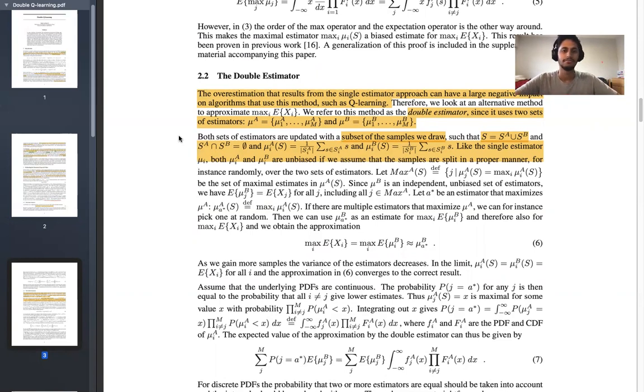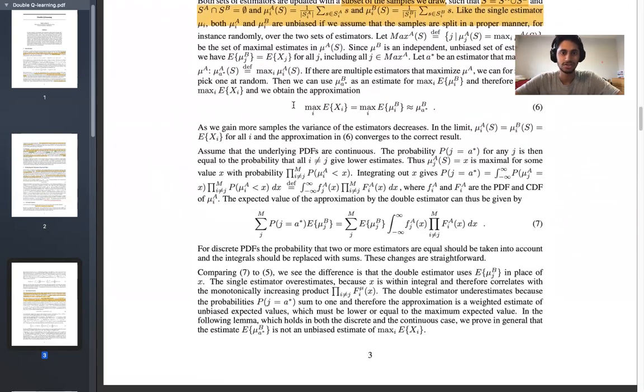And since they're unbiased, right? We know that the mu of A, or the expectation of a set, is an unbiased estimator. So that's the reason why these are unbiased. And this is exactly what they say: for the single estimator, both mu of A and mu of B are unbiased if you assume that they're split in a proper manner, such as a random distribution, so IID.